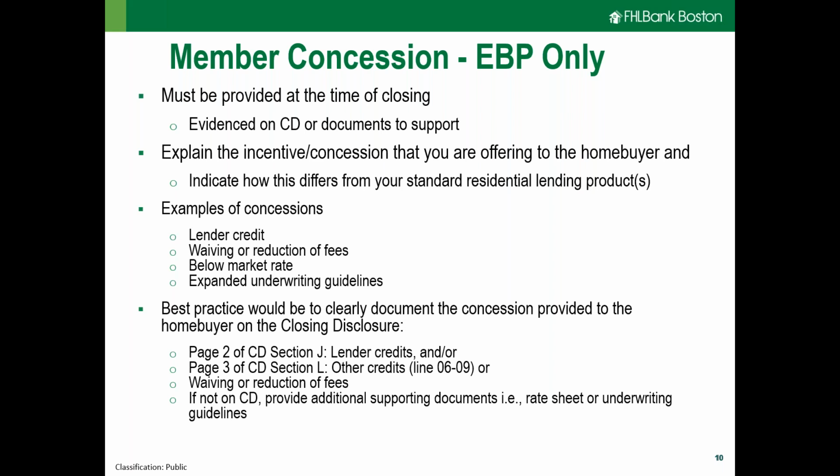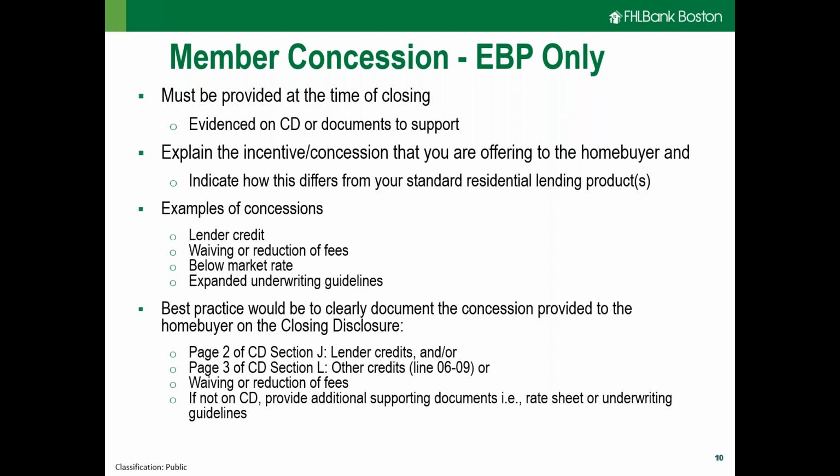So when you're looking at the concessions, it's really important when you're in the online portal that you are explaining the concession. What is it? Where is it located? Please just don't say it's on the CD. A good example would be that on page 2 of the closing disclosure, section J, there's a general lender credit. Or, for example, if it's waiving or reduction of fees, making sure you're communicating our underwriting fee is typically $500. We are reducing it and only charging the EDP borrower $300.